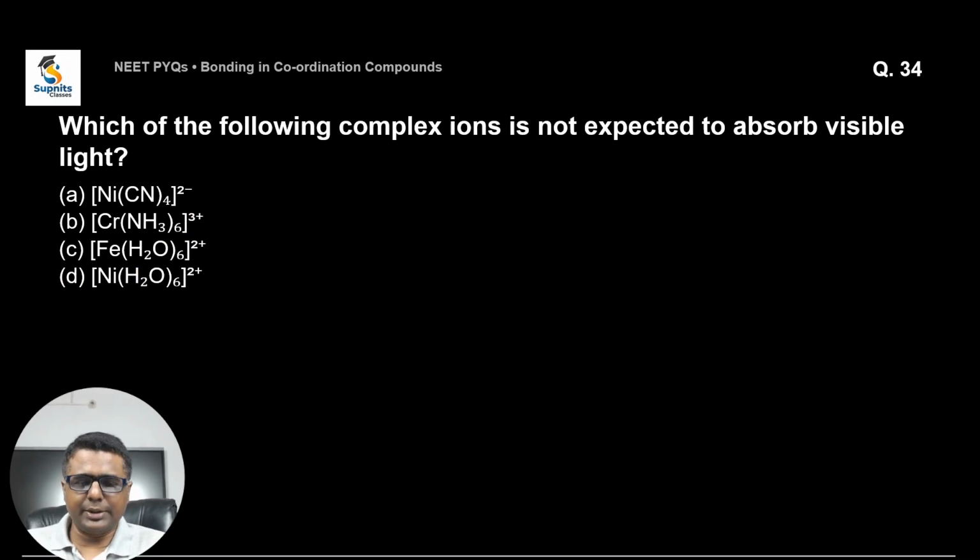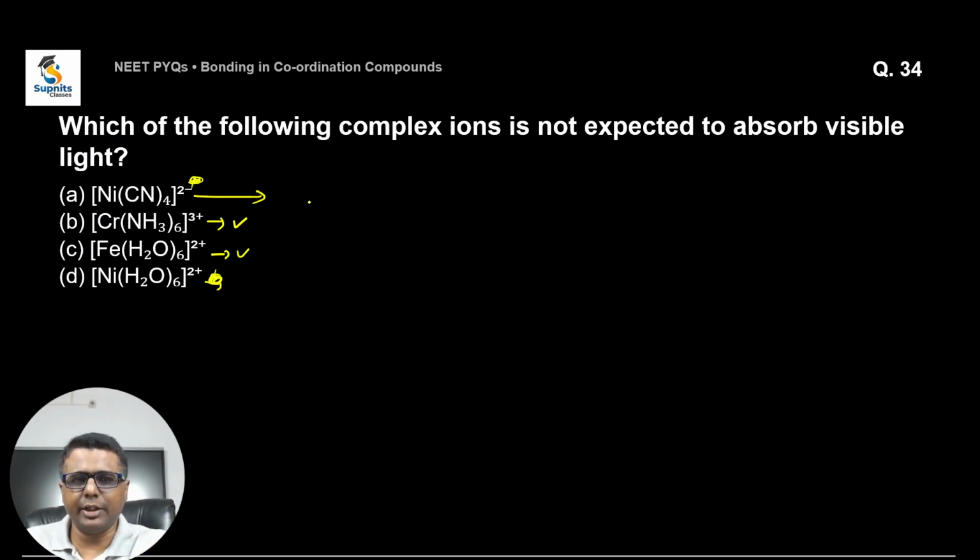Which of the complex ions is not expected to absorb visible light? Excellent. Is not expected to absorb visible light. That means I have to find an ion which is not having any unpaired electron. Let us check. See, this one is colored, I know this is colored, so I have to check these two only, this one and this one.